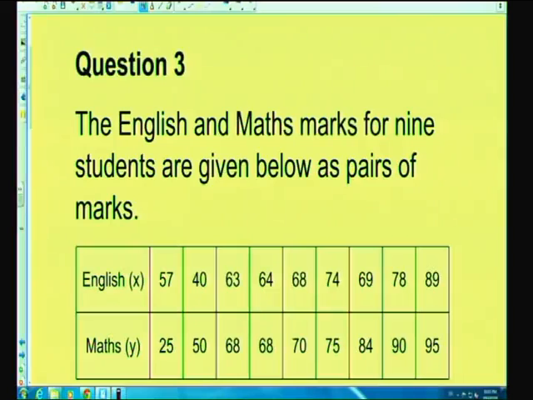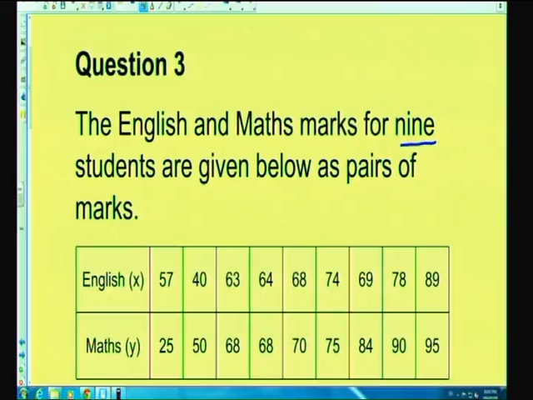Welcome back. I hope you had a good break. I want to now talk about question 3, and of course this is one that is close to every teacher's heart, when they look at how their children are doing in their subject versus another subject. This one says the English and Maths marks for 9 students, so it's not a very big group, are given below as pairs of marks.